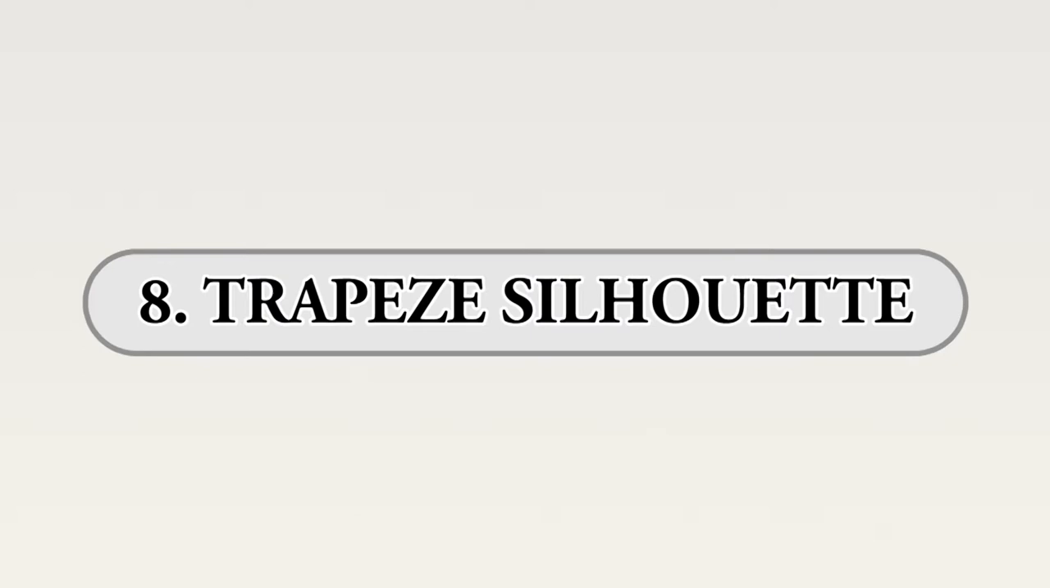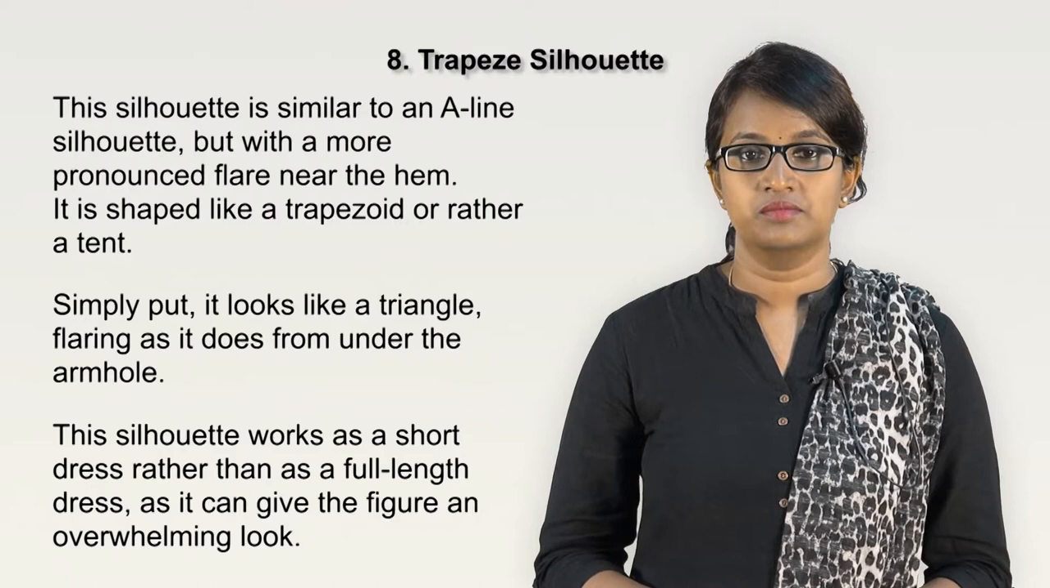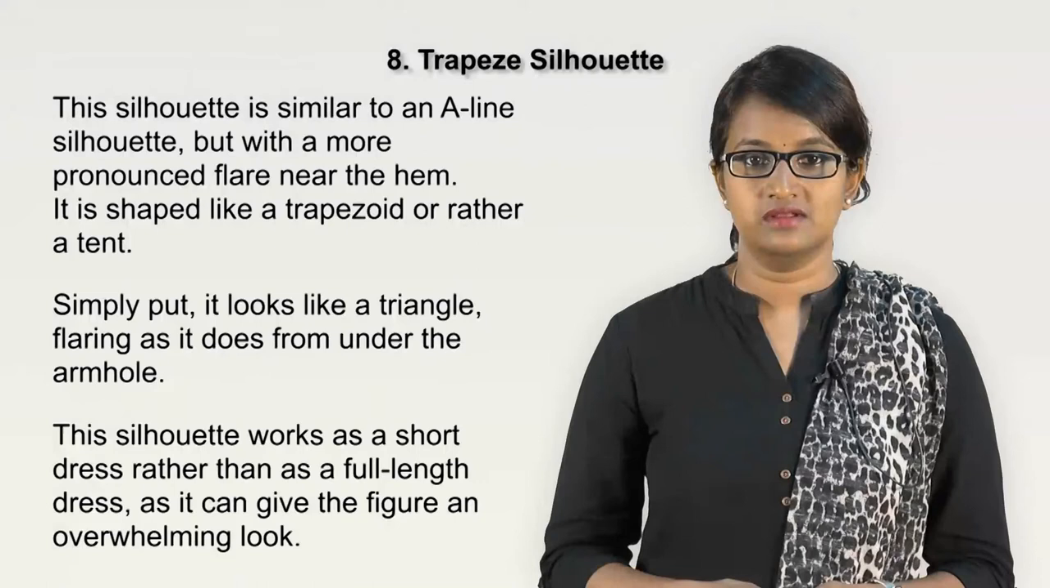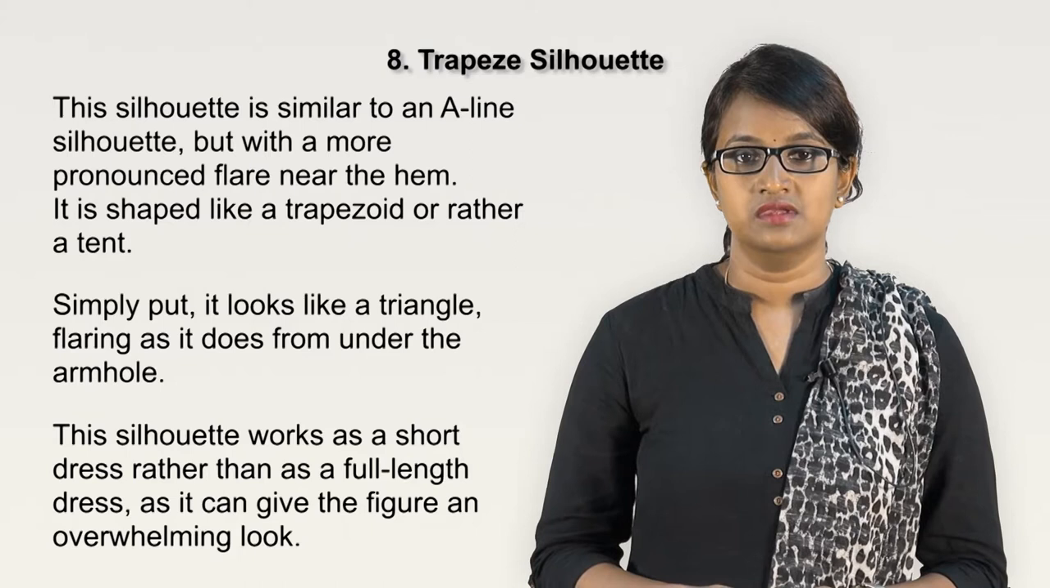Trapeze silhouette. This silhouette is similar to an A-line silhouette, but with a more pronounced flare near the hem. It is shaped like a trapezoid, or rather a tent. Simply put, it looks like a triangle, flaring as it does from under the armhole. The silhouette works as a short dress rather than a full-length dress, as it can give the figure an overwhelming look.